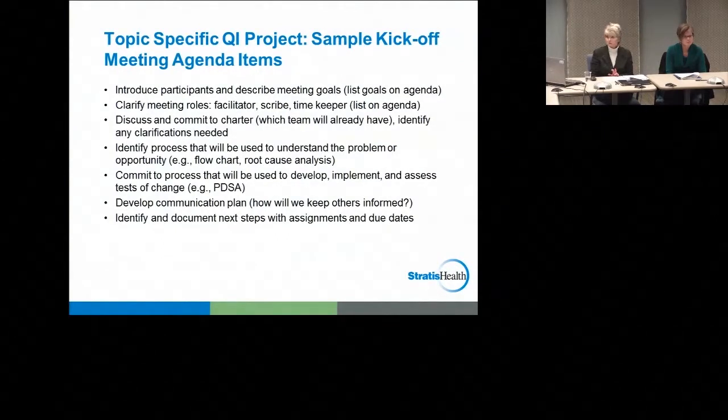If you look at this example, the goal is to discuss and commit to a charter, which is pretty specific. So people know exactly what they're coming together for. And then it's also to clarify anything that's needed. Next, in the example, the group would identify the process they want to use to better understand the problems or opportunities in order to plan and make changes that truly address their process.